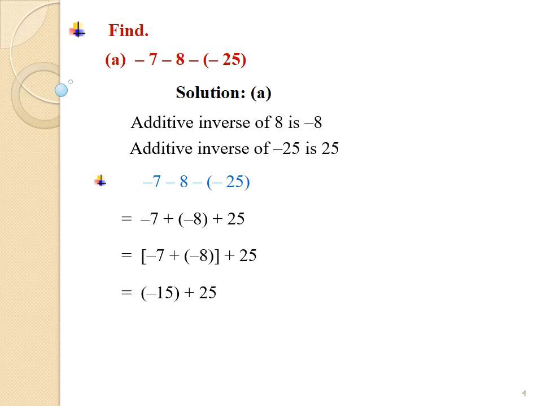Students, now let us subtract the integers, as one integer is positive and one integer is negative. Thus, subtracting 15 from 25 as whole numbers by ignoring the minus sign, we get 10. Students, we get the answer in positive, as the positive integer 25 is greater than the negative integer 15. Thus, minus 7 minus 8 minus 25 is 10.